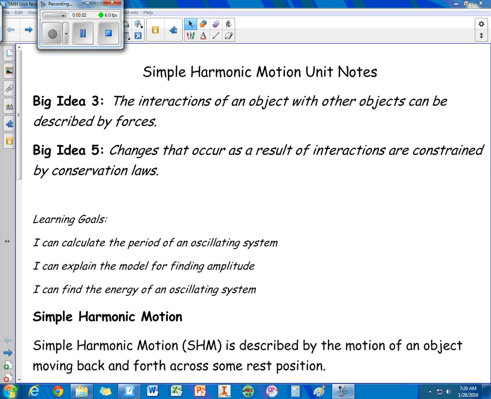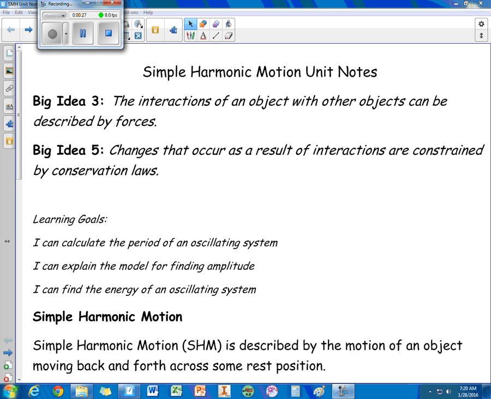Okay, this is video 1 for the simple harmonic motion unit. Now, AP Physics is broken up into 7 big ideas. For this unit, we're going to be covering big idea 3 and 5. So the interactions of an object with other objects can be described by forces, and changes that occur as a result of interactions are constrained by conservation laws.